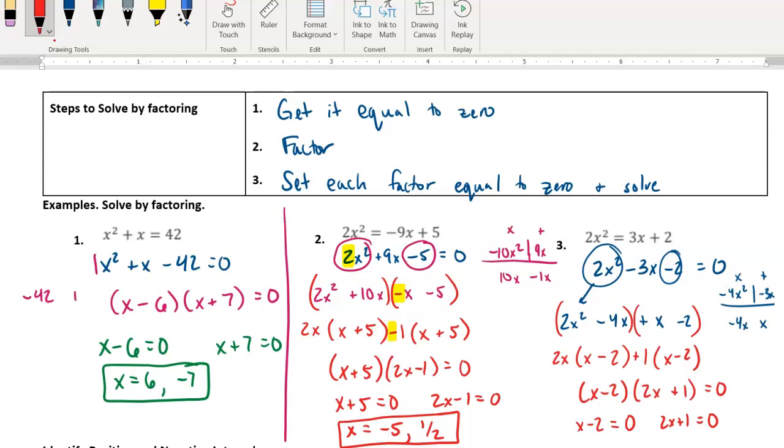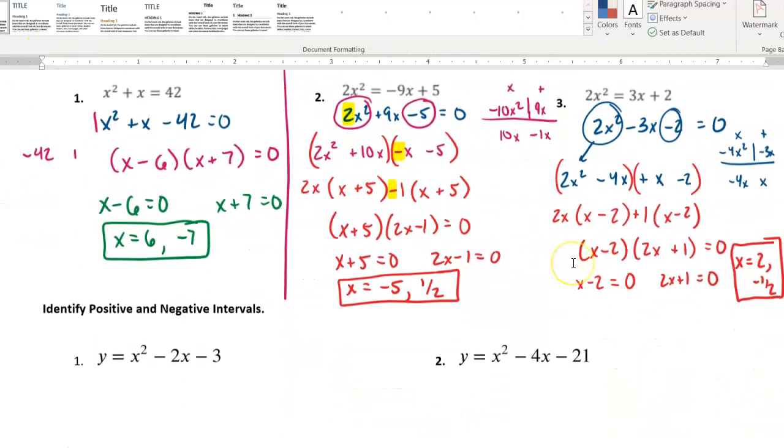And we would get, boy, I'm running out of space here, x equaling positive 2 and negative 1/2, because I would add 2 to both sides for the first set, and the last one I would subtract 1 and divide by 2, and I'd get negative 1/2. So that would be your answer, negative 1/2 and positive 2. All right.